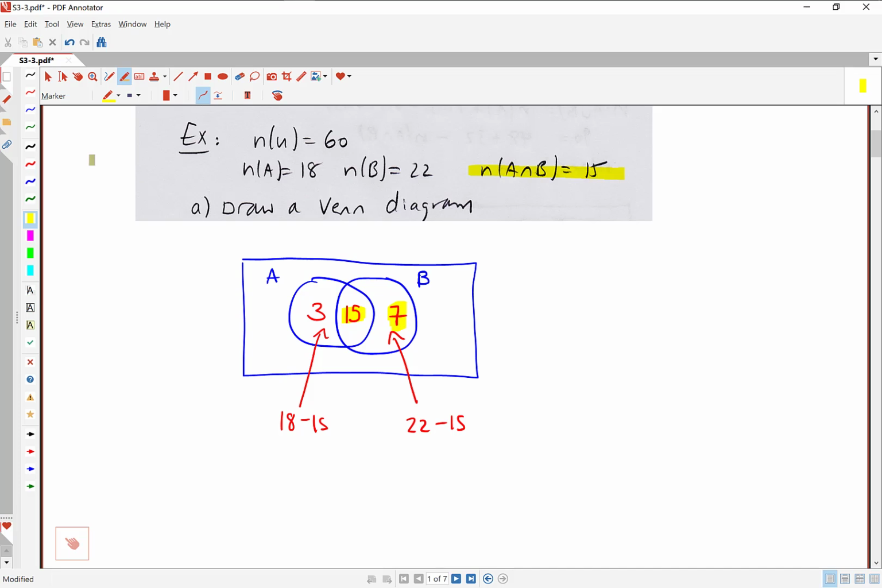And then finally, we can get the number of elements in the outer region using the fact that the universal set has 60 elements. So that's like saying there are a total of 60 elements in this entire rectangle. So if we go 60 minus the numbers we've already accounted for, so minus 3, minus 15, minus 7, that tells us how many elements are in this outer region. So if we grab our calculator, that's going to come out to 35. And that gives us our final number. So that's now a completed Venn diagram because we understand the number of elements in each of the 4 basic regions.